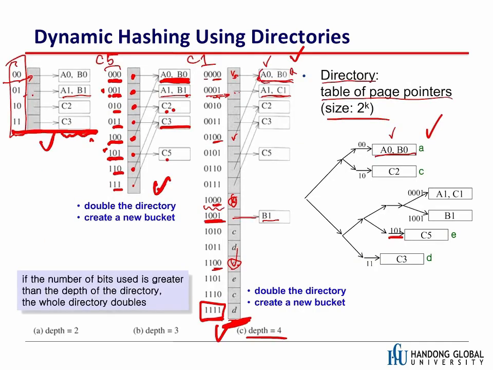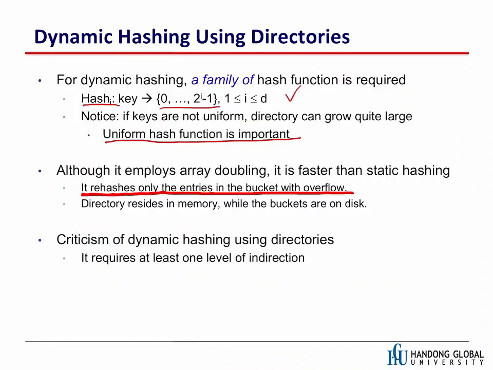So look at this one. We don't actually change this A0, B0 at all, okay? So we only focus on the bucket with overflow. And the directory resides in main memory, while the buckets are on disk. It depends on the situation. If you have a large memory space, then you can have all the buckets in main memory. But if you have limited memory space, then maybe you have the directory in main memory, but the buckets should be on the disk. But it depends on the situation.